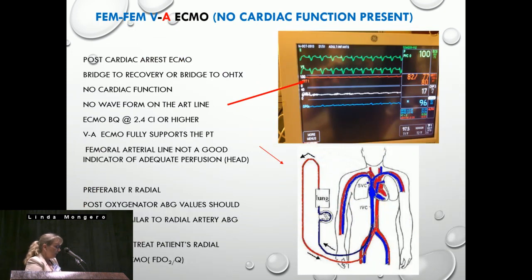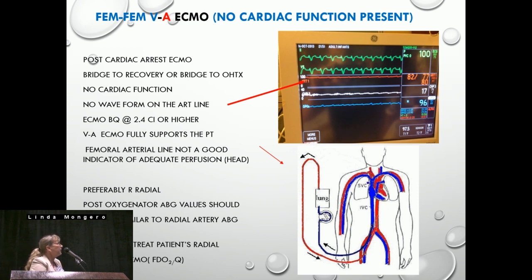Now, if we look at this depiction of femoral VA ECMO with no cardiac function, so you have no output. It's a post-cardiotomy arrest ECMO. It's a bridge to recovery for post-transplant. Again, no cardiac function, no waveform on the arterial line. The blood flow is above 2.4 index or higher, and the patient is completely supported on VA ECMO.